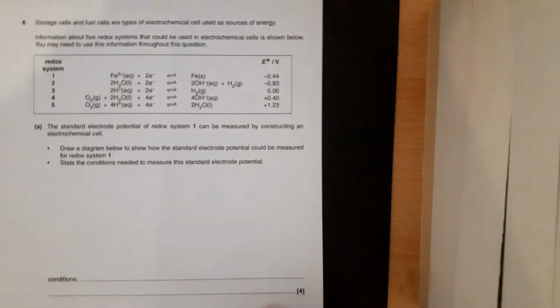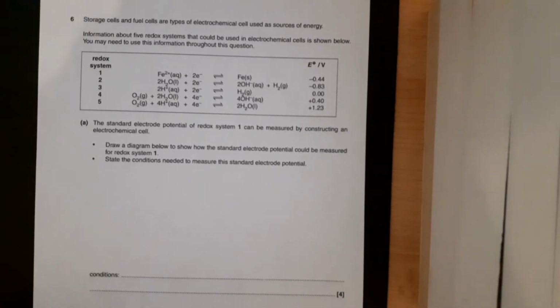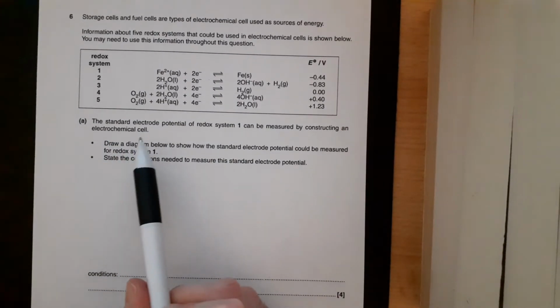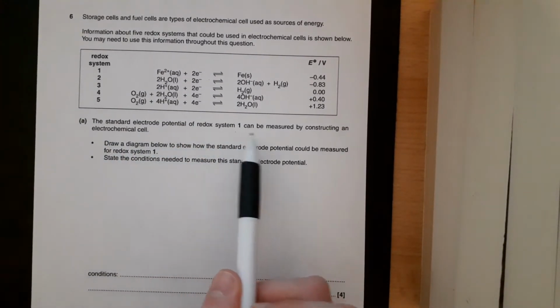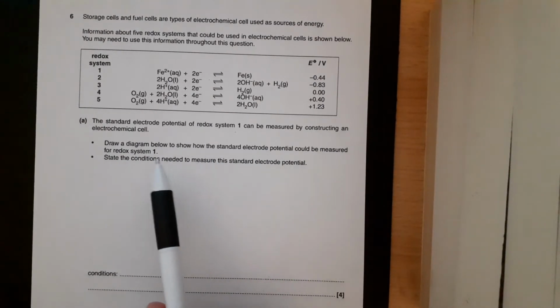Right, moving on. We've got a question here where, again, they've given us a pile of electropotentials to have a look at. I'm not going to worry about reading this. What does it say? Standard electropotential of redox system 1 can be measured by constructing electrochemical cell. Draw a diagram to show how the standard electropotential could be measured.